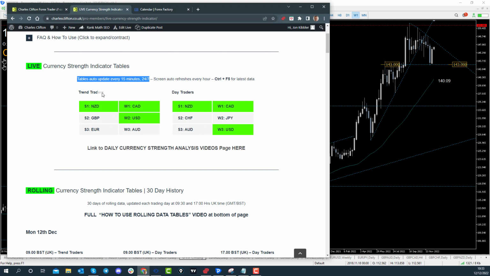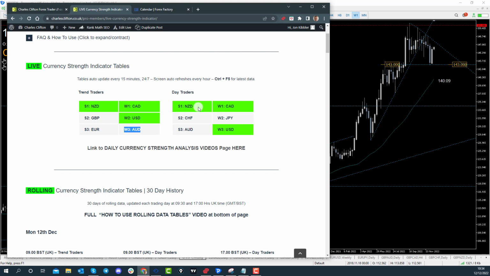So what the table's showing us today, well, no surprises here that Kiwi CAD remains top of the tables again. We've got Kiwi CAD topping both tables, showing us that the New Zealand dollar is still the strongest currency and the Canadian dollar is the weakest currency. On the trend traders though, it's followed by the pound as the second strongest currency, followed by the euro as the third strongest. On the weak side, we have CAD as W1 as we know, followed by the US dollar as the second weakest currency, followed by the Australian dollar as the third weakest currency.